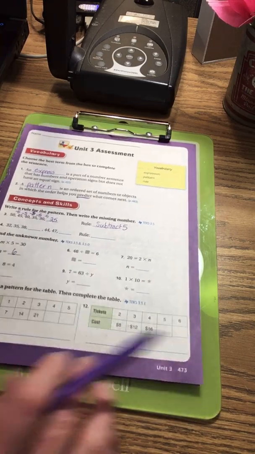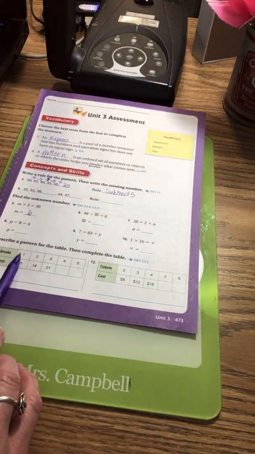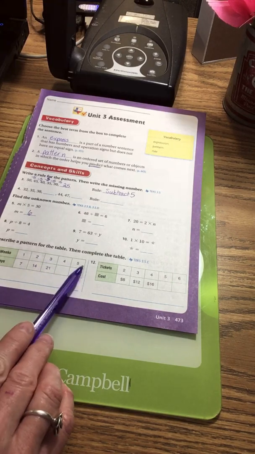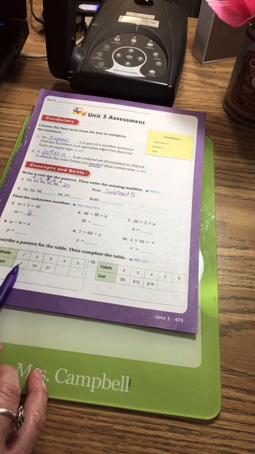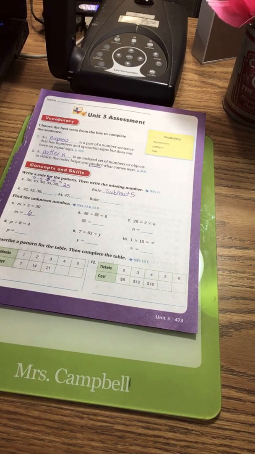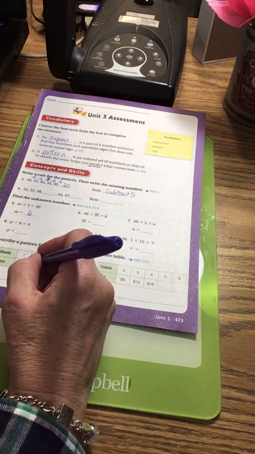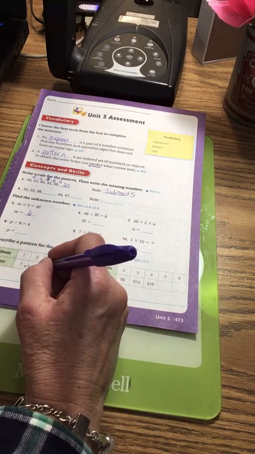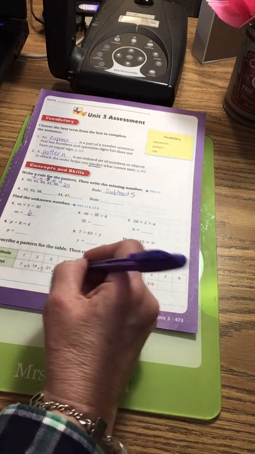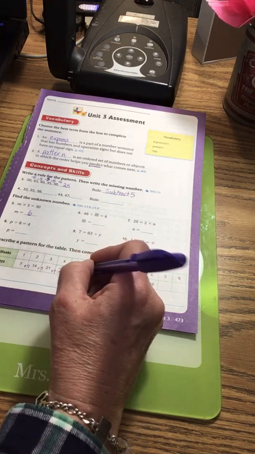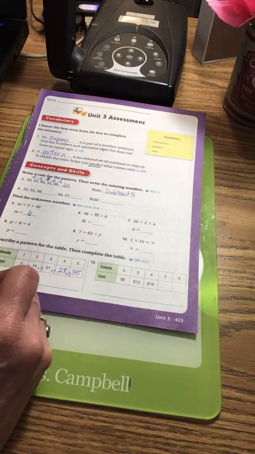Okay, number 11. Now we're going to look at the pattern for the table. It's counting by 1, 2, 3, 4, 5. So it's just going up in order, counting by ones. Now look at the bottom. 7, 14, 21. What do you notice about the pattern here? Each time it's going up by what? 7 plus 7. Okay, so what's 21 plus 7? 28. What's 28 plus 7? 35.